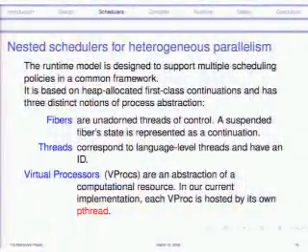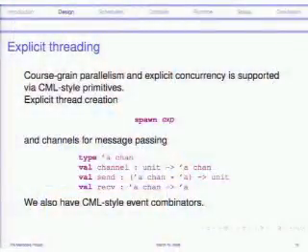Okay, I have a question. Oh, yeah, sorry. Previous slide. There. How do you give semantics to a program which has the spawn?